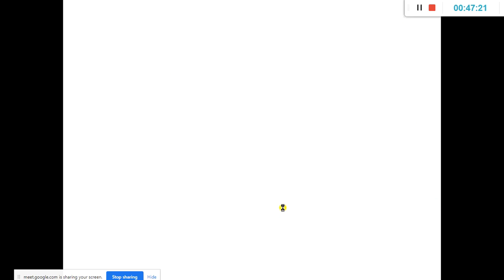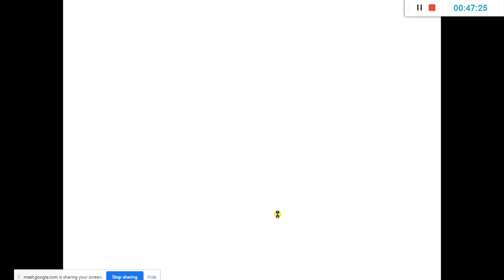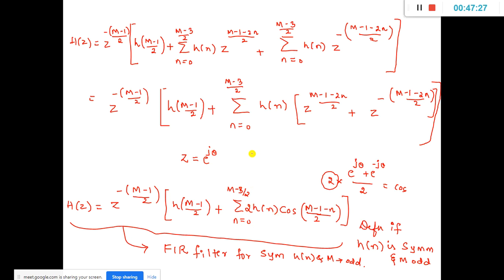What happens if it is antisymmetric? Since h of n is equal to plus or minus h of m minus 1 minus n for symmetric and antisymmetric conditions, I can replace this plus by plus or minus, that's it. Probably it is not cos, it is sine, antisymmetric in nature.